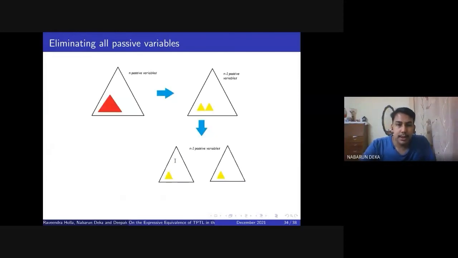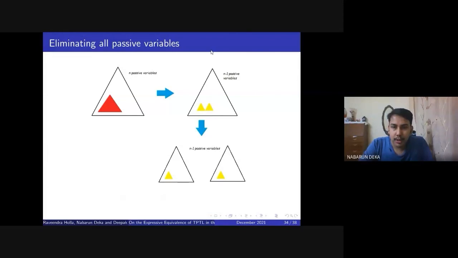As an illustration, consider this. Suppose this triangle was the formula tree for our formula in exists normal form. Then pick the subtree which is rooted at a passive variable and has no passive variables inside it. Let it be this red triangle. We know how to eliminate one passive variable. We eliminate this passive variable to get a disjunction of some actively quantified formulas. So these are the yellow triangles.